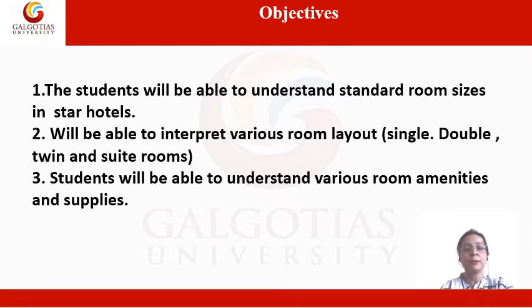Second point is that you will be able to interpret various room layouts: single, double, twin, suite room, executive room, quad room, and so on. Next, you will be able to understand various room amenities and supplies. Though we know that amenities and supplies sound the same, there is a very silver line of difference between these two terms. So we will be understanding what amenities and supplies are actually placed in a hotel guest room and the bathroom. Let's see next what is there in our slide.